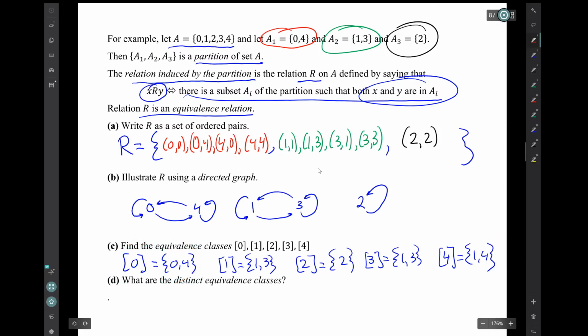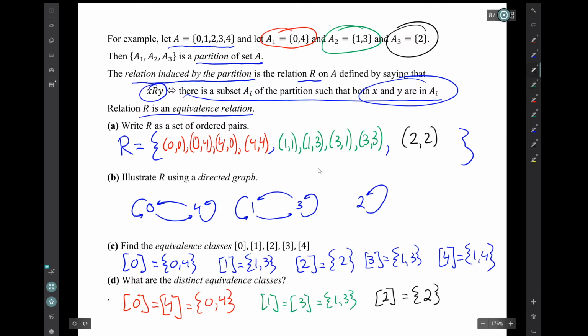So that's what's behind this question D. What are the distinct equivalence classes? So the distinct equivalence classes, that is the equivalence classes that are sets that are not like any other sets, are just these three. And hey, notice that the distinct equivalence classes are exactly the same sets that were the partition that we started with.